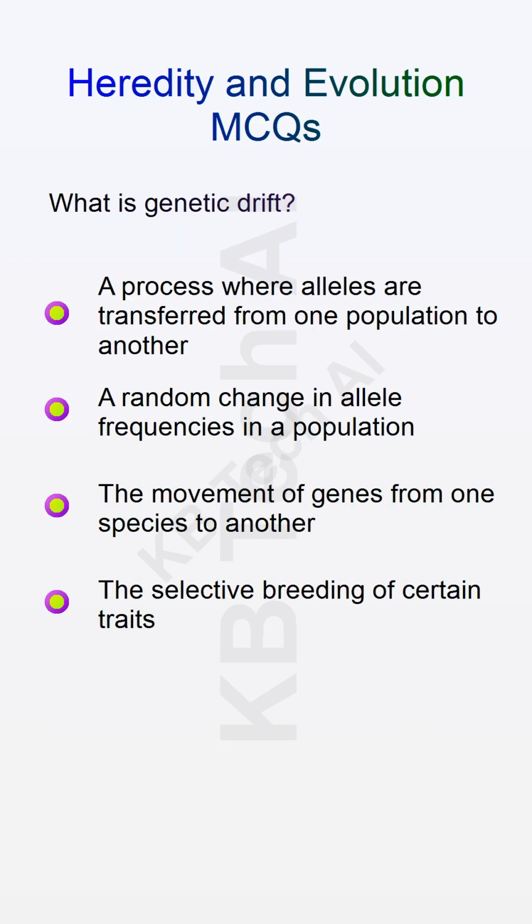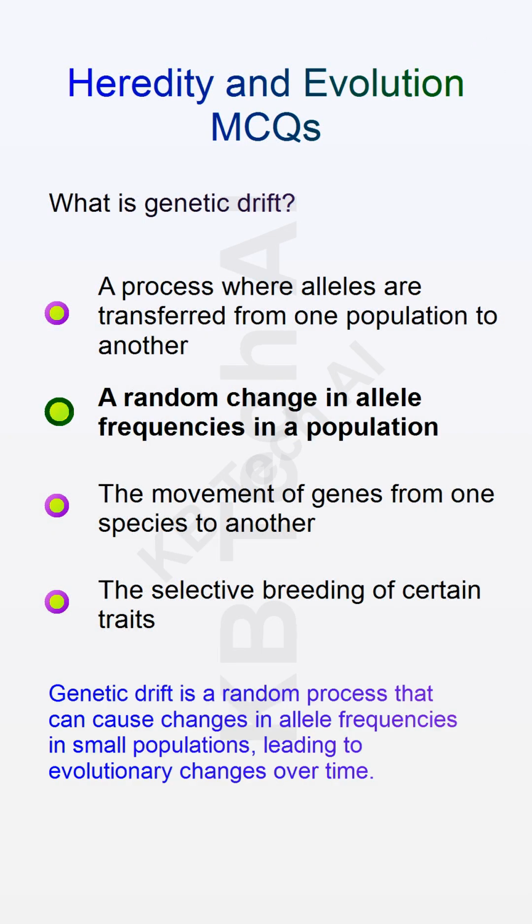What is genetic drift? Option 1, a process where alleles are transferred from one population to another. Option 2, a random change in allele frequencies in a population. Option 3, the movement of genes from one species to another. Option 4, the selective breeding of certain traits. The answer is, option 2, a random change in allele frequencies in a population.